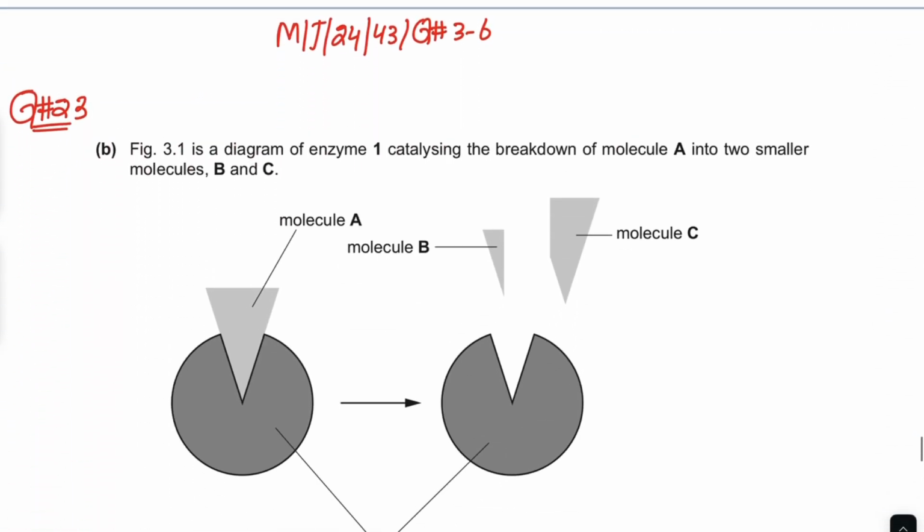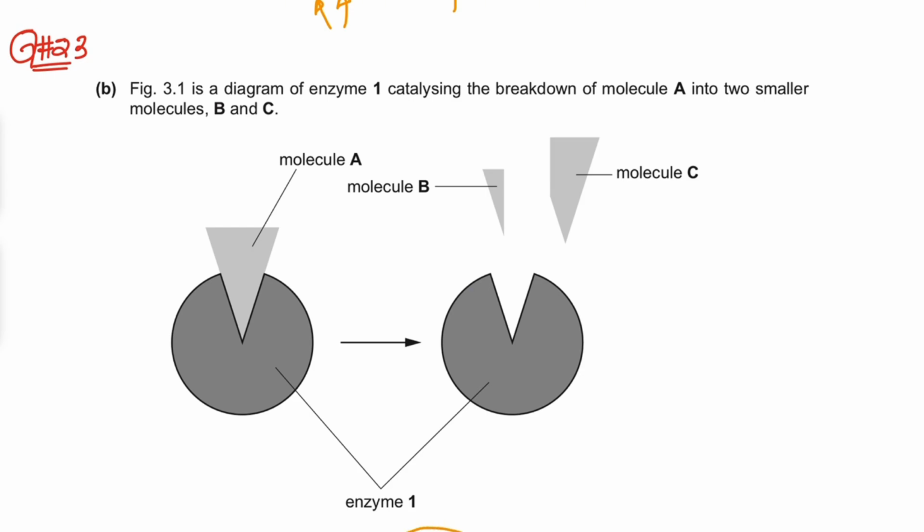Now here let us come to question number 23, and this came in May June of 2024. The variant was 4.3, and it was question number 3, and the B part was from the enzymes. Now in figure 3.1 that you see here, they have shown you the enzyme molecule, and this is enzyme 1. And when molecule A binds into the active site of this enzyme, it makes an enzyme substrate complex here. And when this is broken down, the enzyme 1 remains intact, but the substrate, molecule A, is converted into molecules B and C.